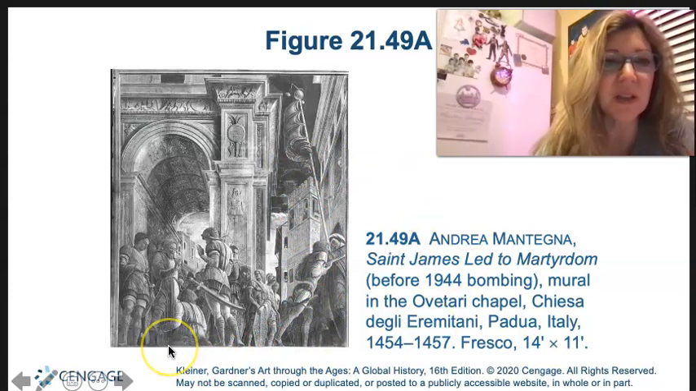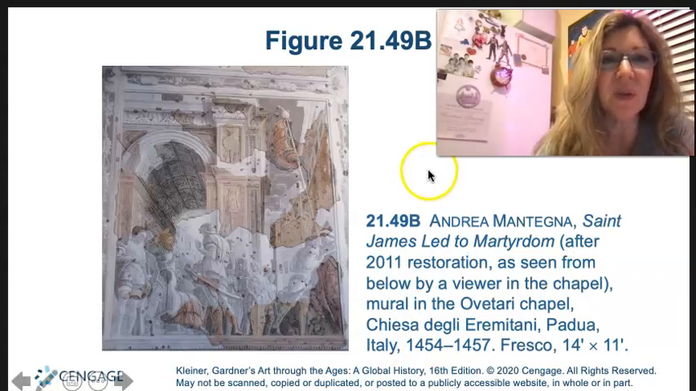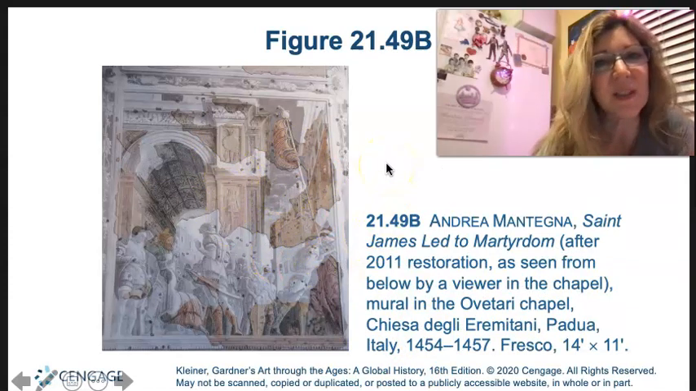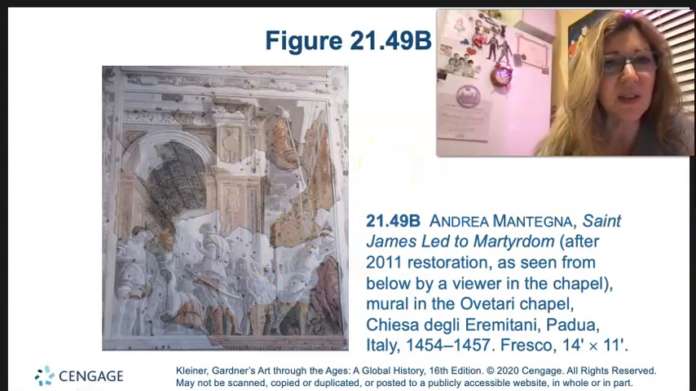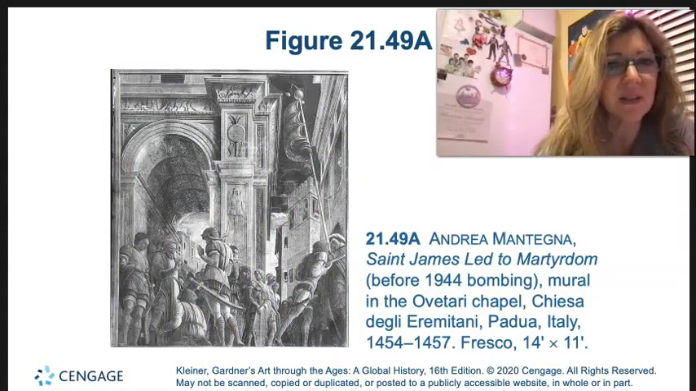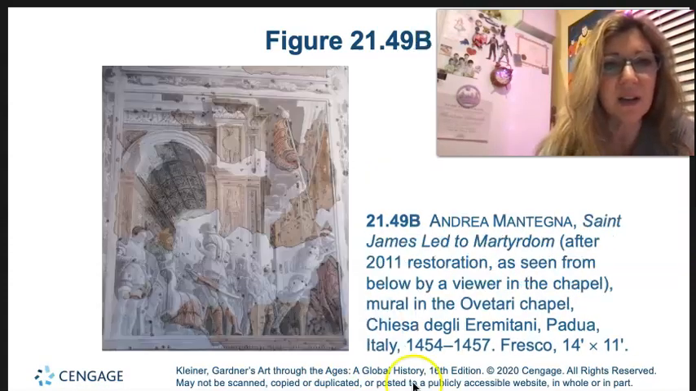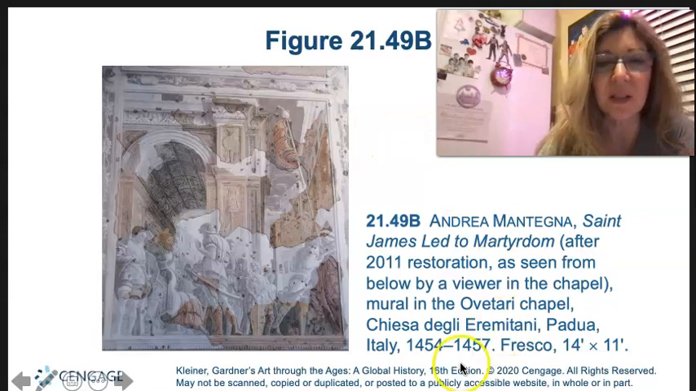Okay, here is Mantegna again. This time it says it's before a bombing during World War. And it's a mural in Padua. Here it is where they're working on restoring it. So that's so interesting. How different. Okay, so we're getting back those details.